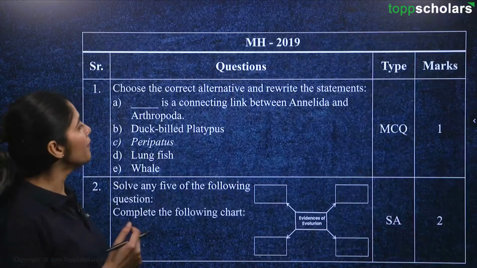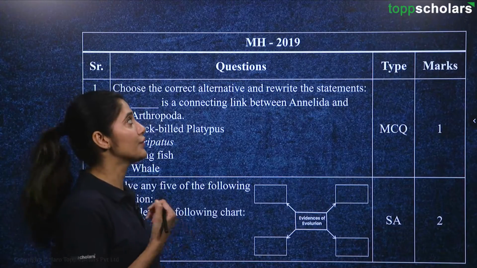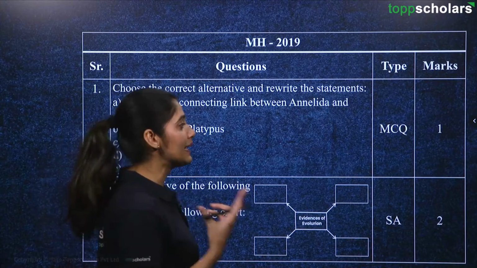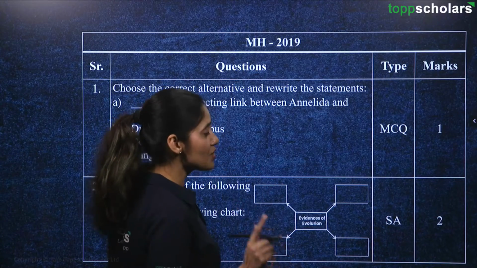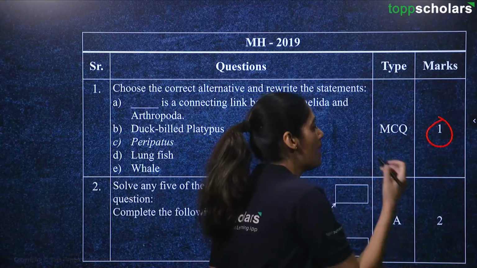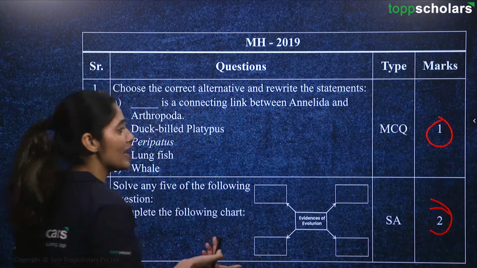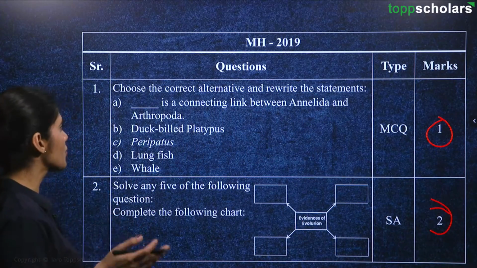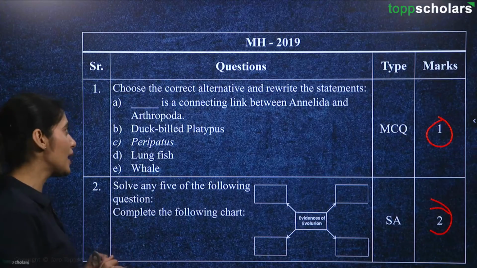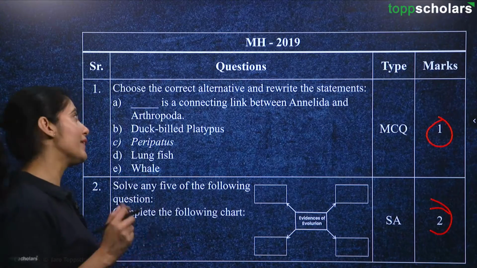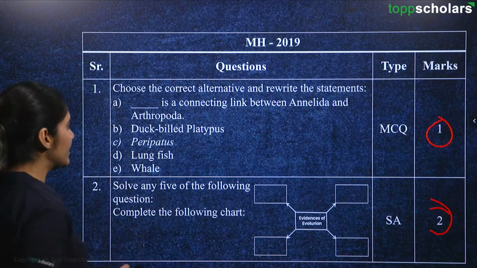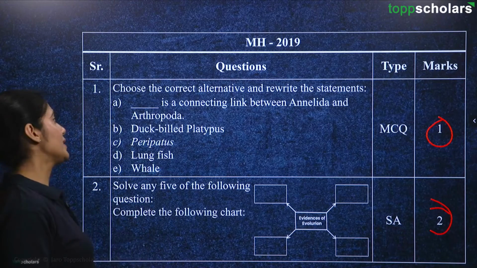Let's look at the first questions, which we have taken from the year 2019. There are 2 questions: one is of 1 mark and another of 2 marks. One is an MCQ type question and the second is a short answer type question. First, let's discuss the MCQ type question. Let's start with the easy one. Choose the correct alternative and rewrite the statement. It's an MCQ type question.